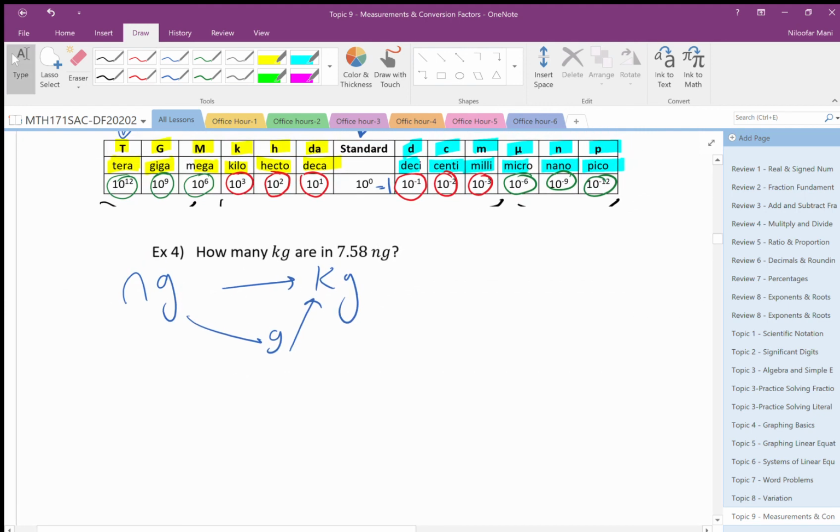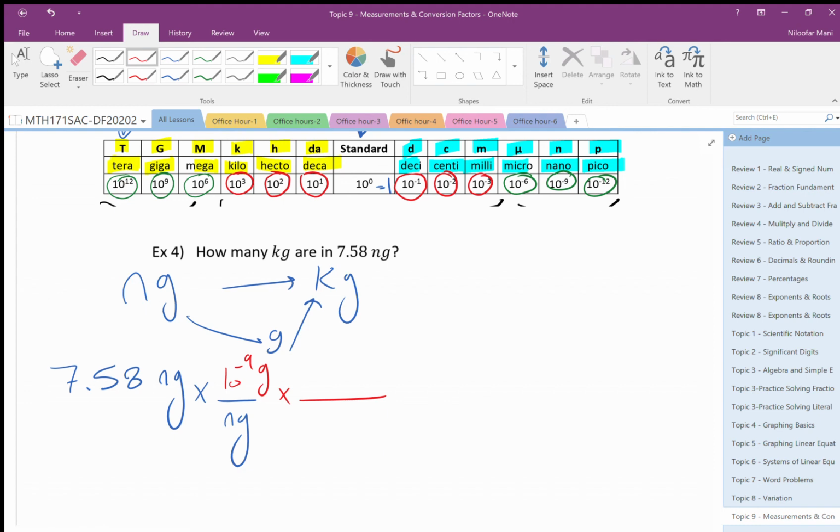Okay, so 7.58 nanogram. I have nanogram, I want to cancel. Where do I write nanogram? Down. What is nanogram? I look there, 10 power minus 9 gram. Now, I have gram, I want to cancel, and I want to bring kilogram. So kilogram goes up. Kilogram is 10 power 3 gram.